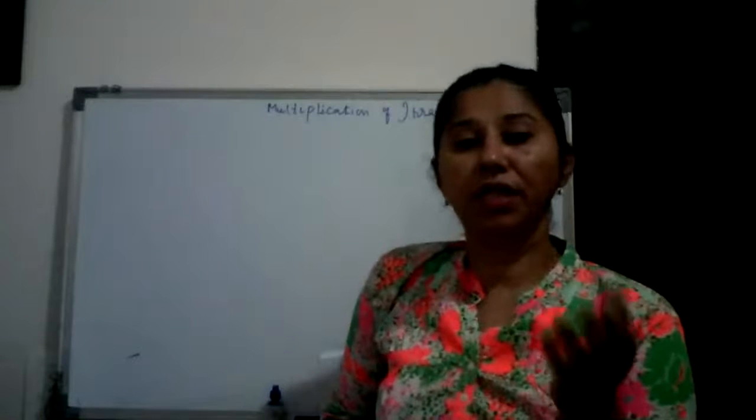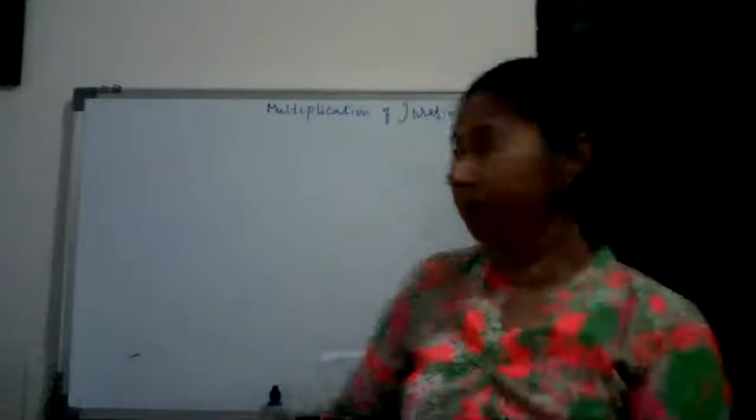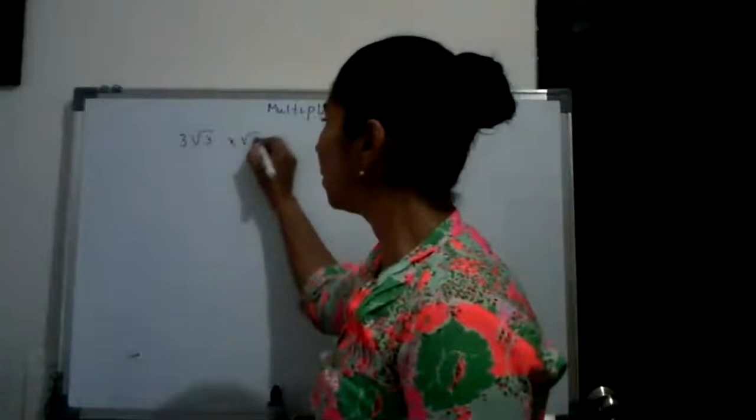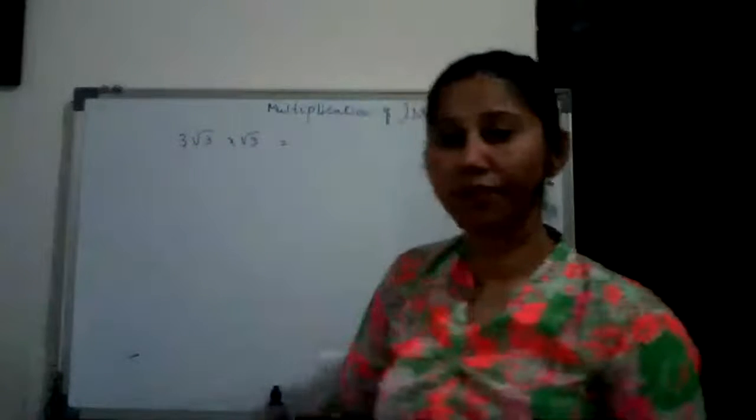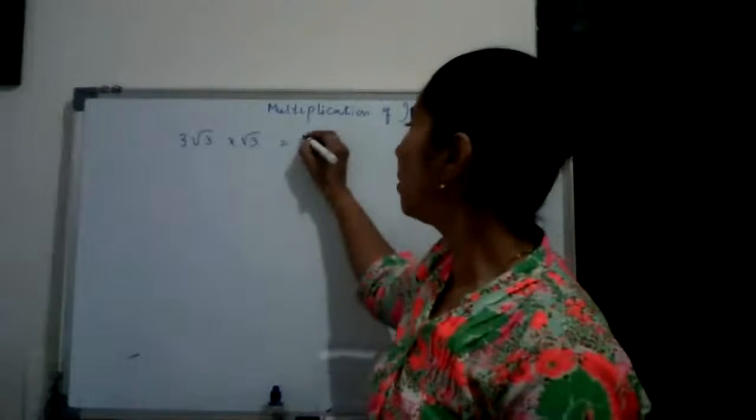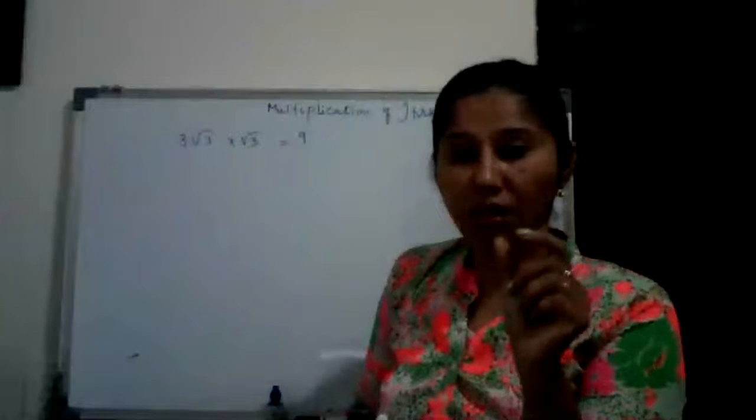In the previous worksheet, I gave you practice on single numbers, this kind of question. 3 root 3 multiplied by root 3. So what's the answer here? Root 3 and root 3 multiplied becomes 3, and 3 into 3 gives you 9. So we multiplied with a single term here.